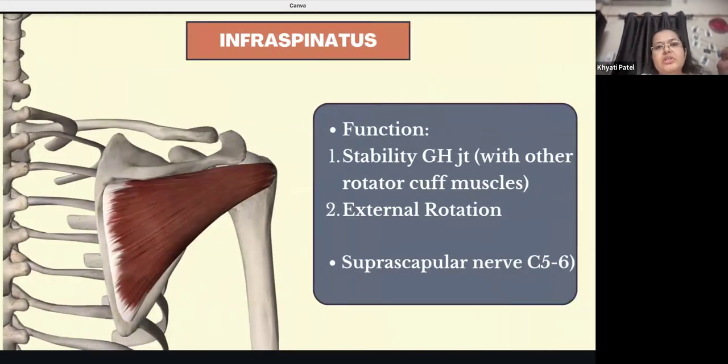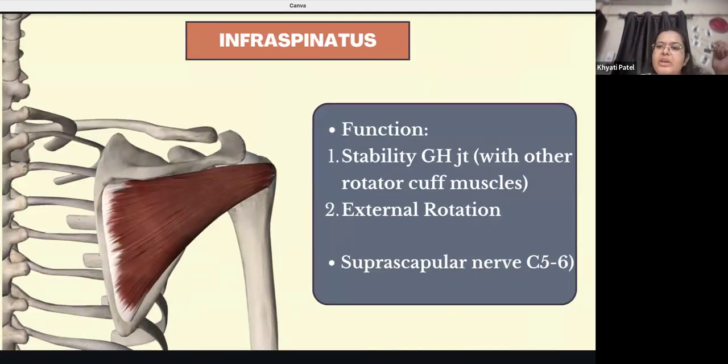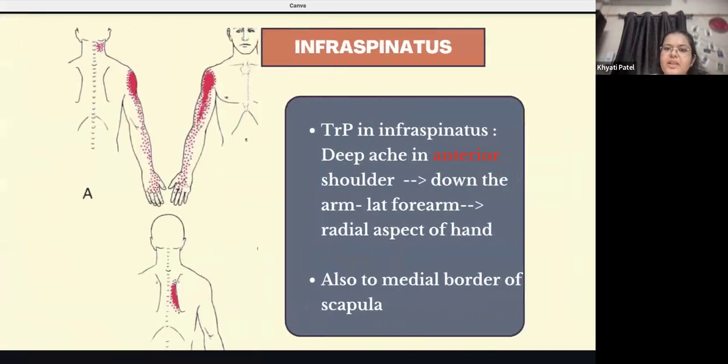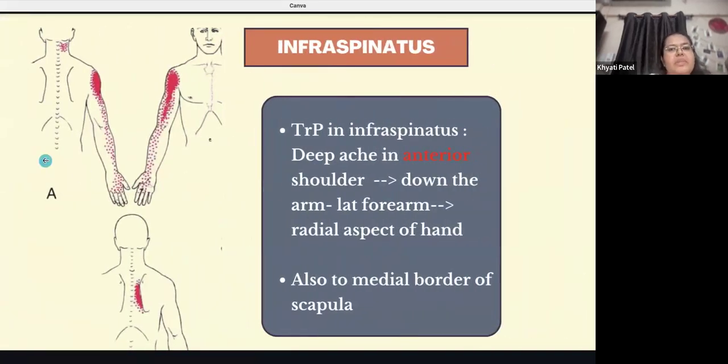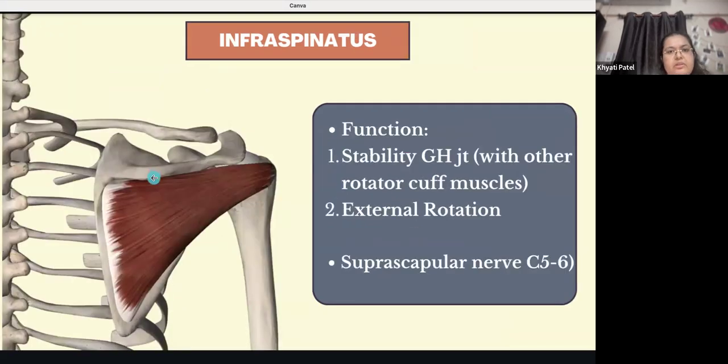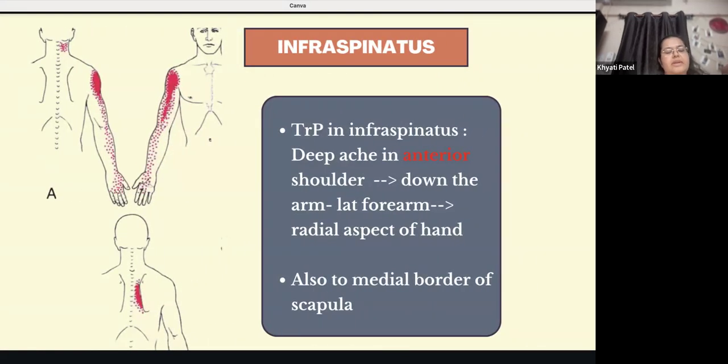Coming to the next muscle, which is infraspinatus. Again, being a rotator cuff muscle, it provides stability to the joint and is also responsible for external rotation, supplied by suprascapular nerve. Now, this is the pain pattern referral diagram for infraspinatus. The patient will have deep ache in the anterior part of the shoulder, which will radiate down the arm, up to the forearm, and even in the hand, radial aspect of the hand. Sometimes also in the medial part of the scapula.